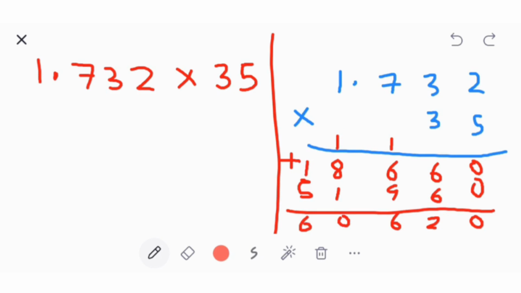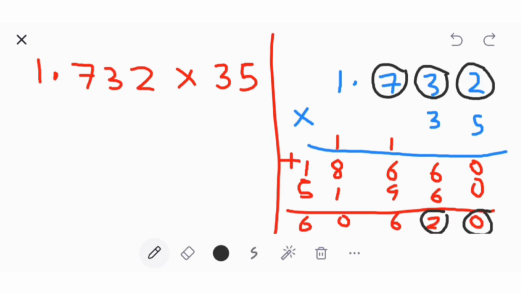Now, where will the decimal point be in the answer? Now, after this decimal point that I circled, we have 3 digits, which are 7, 3, and 2. Now, because we have 3 digits after the decimal point, we will go to the answer. Starting from the right, we will count 3 digits. Let's do that quickly. You have 1, 2, 3. You put the decimal point. So the answer is 60.620. Here we've come to the end of this lesson.